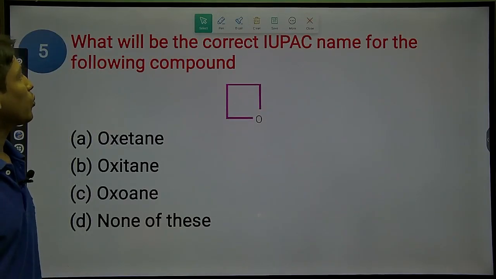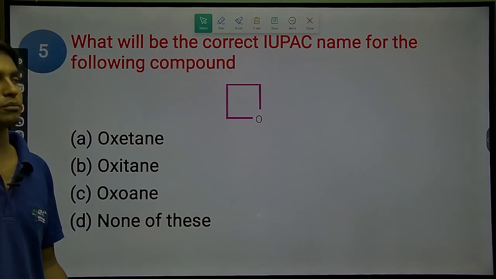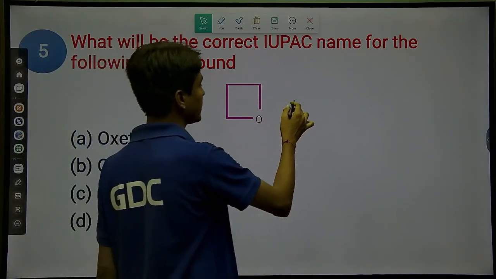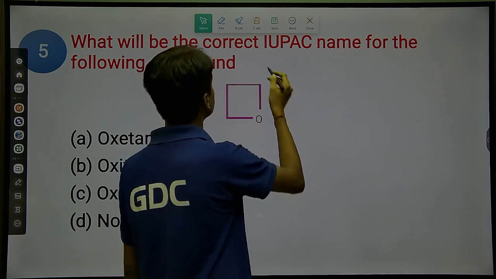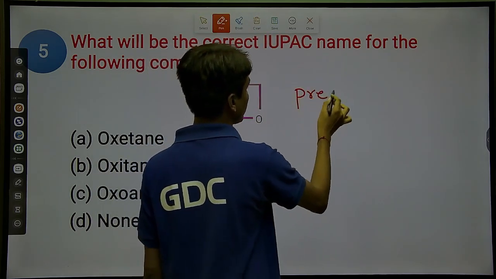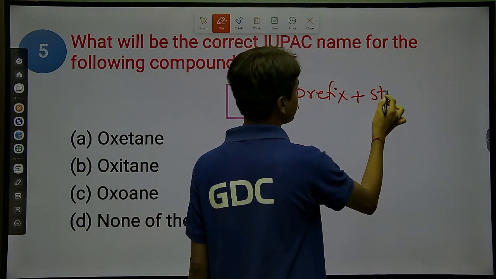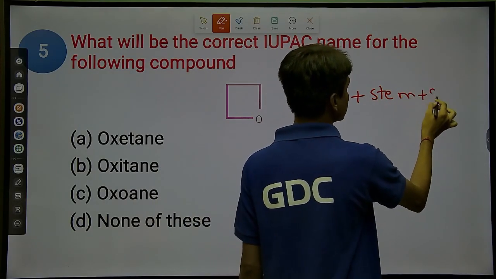Next, what will be the correct IUPAC name for the following compound? They have given one heterocyclic compound, and we need to write the name. While writing the name of a heterocyclic compound, we need to divide it into 3 parts: prefix, stem, and suffix.